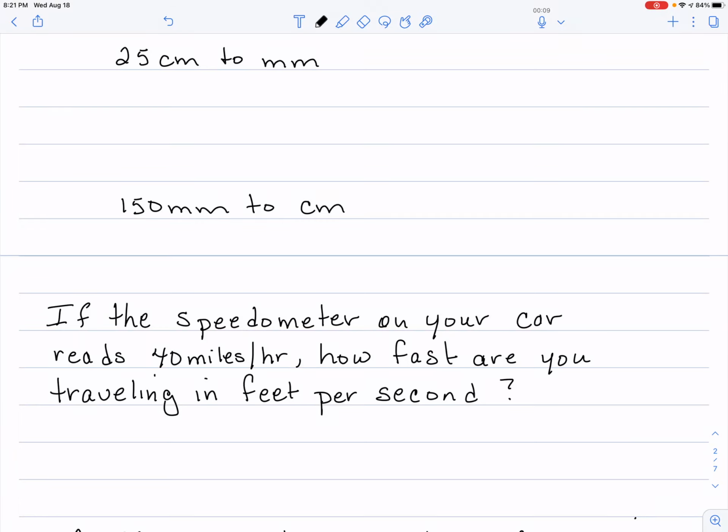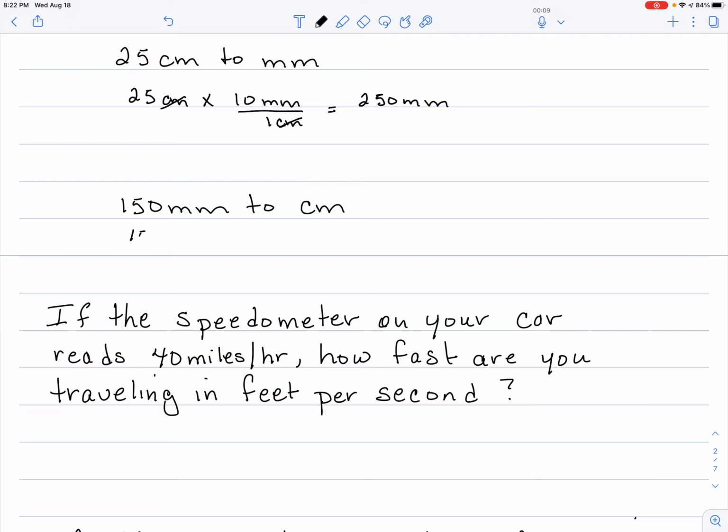Okay, we're going to start off with some more practice conversion problems. We have 25 centimeters, and you're asked to find how many millimeters that is. So write down what you want to convert, which is 25 centimeters. You're going to multiply it by a conversion factor, which is 10 millimeters is 1 centimeter. Make sure your units do cancel, so centimeters will cancel. And then your answer is going to be 250 millimeters.